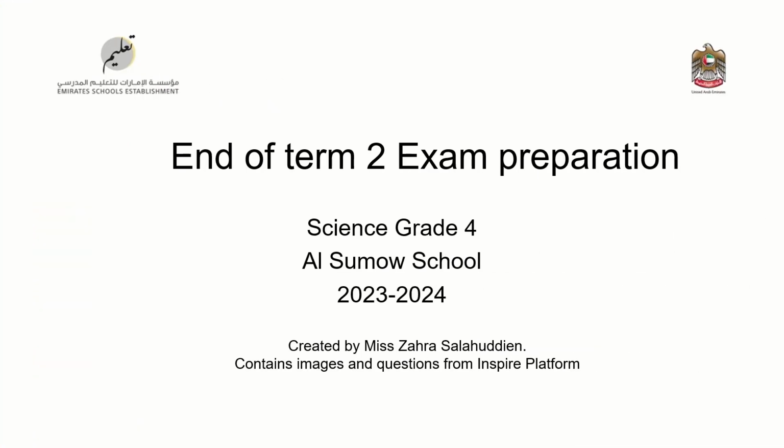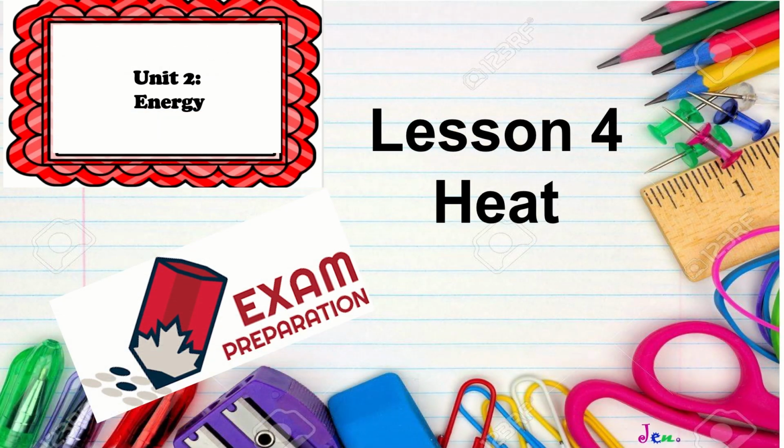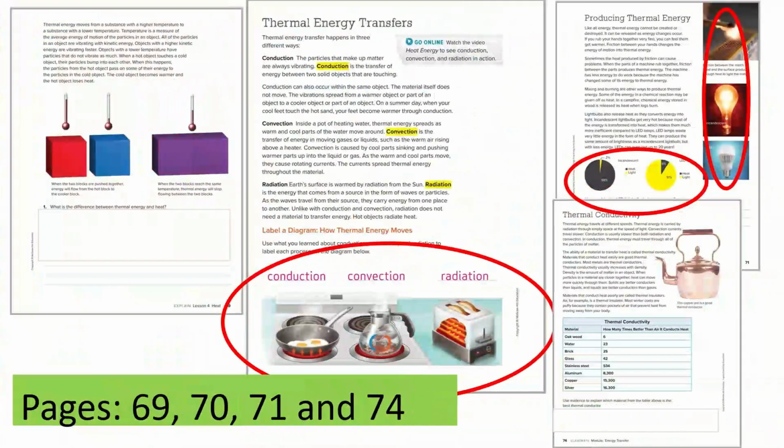We are reviewing for the end of Term 2 Science exam, and in this video we are looking at Lesson 4 Heat. The pages that will come in the exam are page 69, 70, 71, and 74. This page over here, page 70, will have a free response question. That means writing. The other pages will have multiple choice questions.